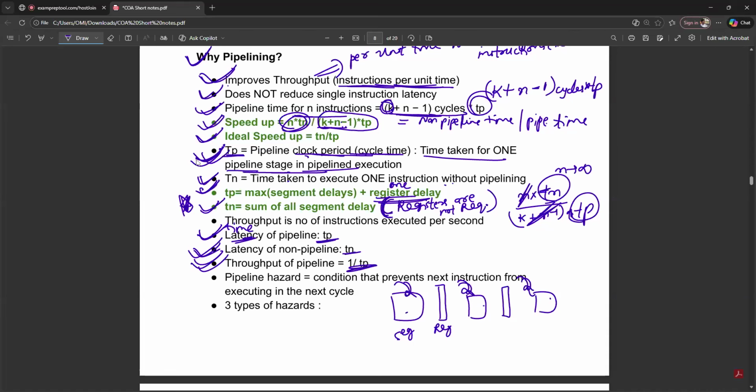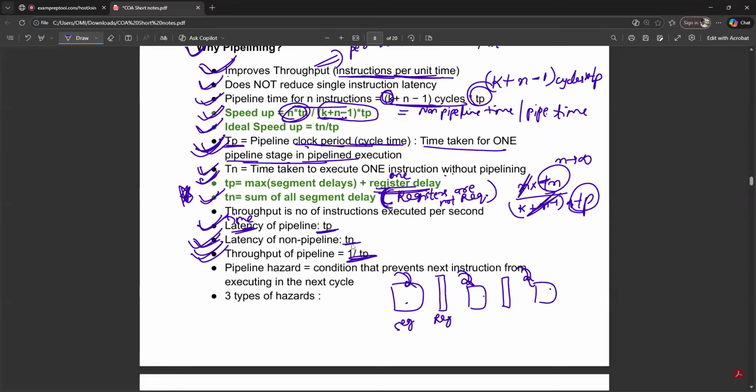So, if you don't remember the throughput, you can think like this. In k plus n minus 1 into TP, this much time you are able to execute n instructions. So what is the throughput per unit of time, let's say per 1 second? It will be n divided by k plus n minus 1 into TP. So this is the throughput.